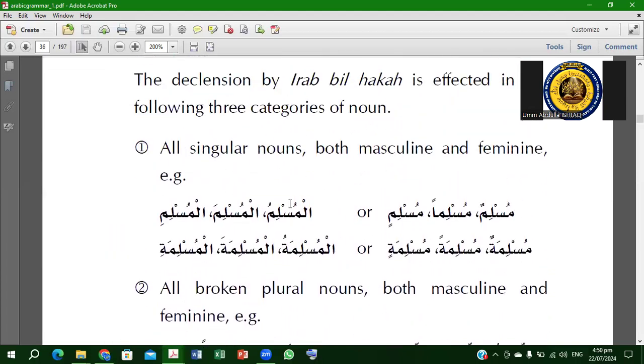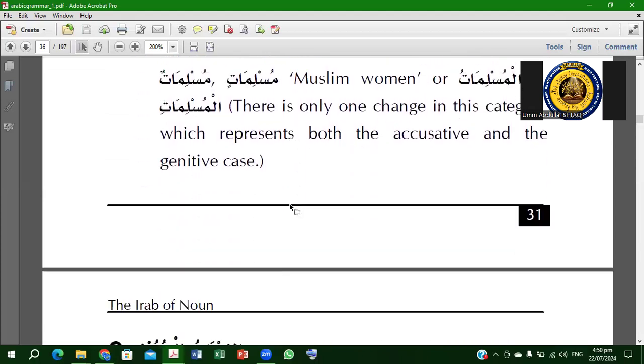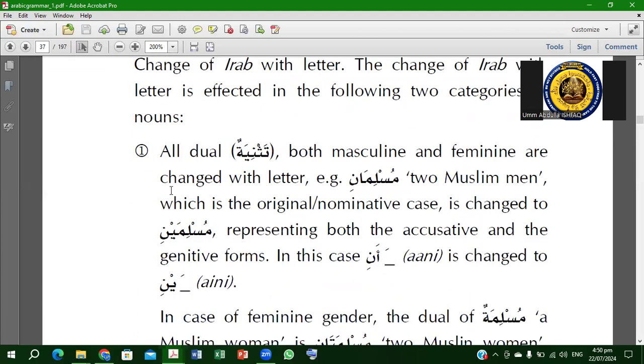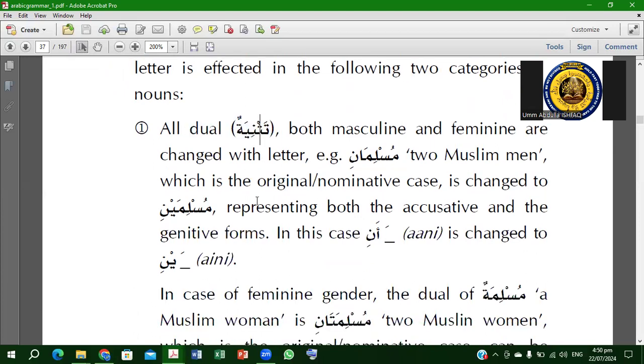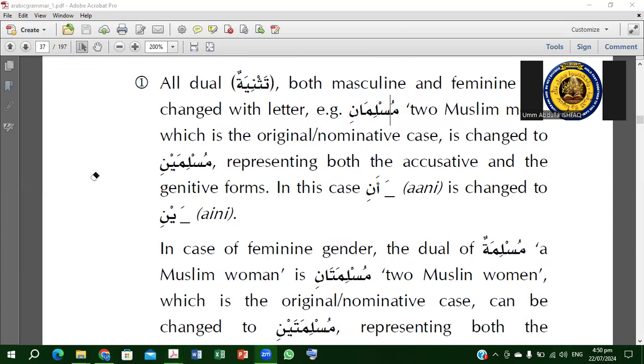They are saying the Arab bil haraka, yani with the fatha kasra dhamma, and they are naming it Arab with huruf, right? Arab bil huruf, yani the changing, tasniya, the duals, the pairs are changed with the letters, right? So instead of Muslimani, this is dual, right? Muslimani is dual. So this alif noon is changed into ya noon. You have done it. I'm just explaining again.